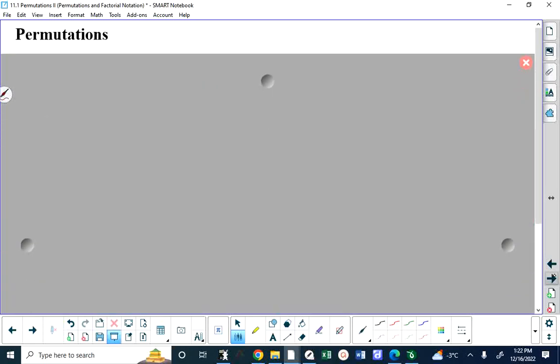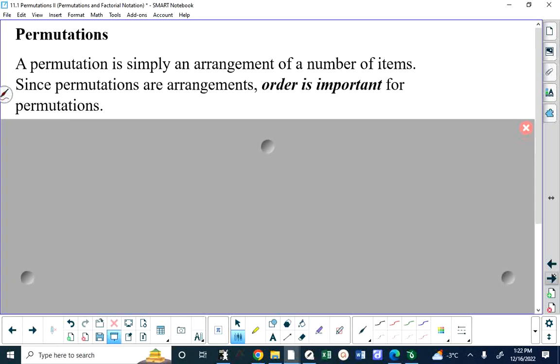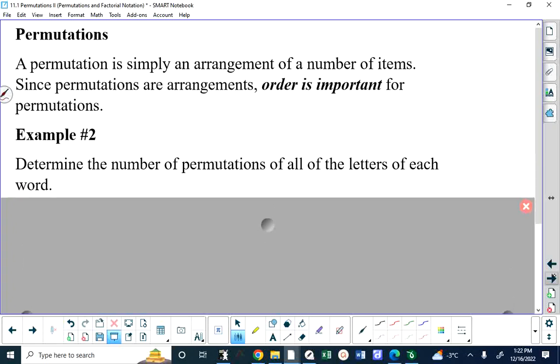I already told you this yesterday before we even started the first lesson. A permutation is an arrangement of items, and the word arrangement means order is important. If I take a flower arranging class, I don't just take the flowers and dump them in my vase and go, ta-da. You have to arrange them. They go in a certain place relative to each other. So a permutation is an arrangement. Order is important.